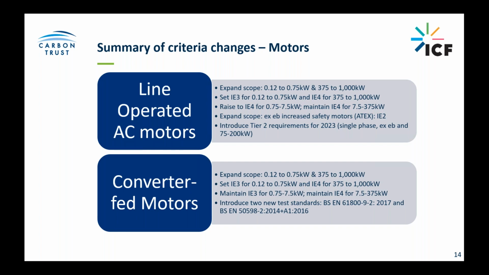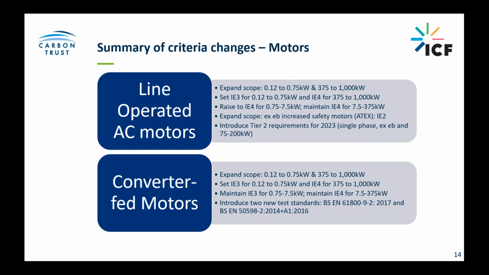We have set IE3 as a performance threshold for the smaller expansion in scope, and set IE4 for the larger rating motors. So this is both for line operated and converter fed. For line operated, we've raised a threshold to IE4 for the 0.75 to 7.5 kilowatts, and maintained IE4 as the performance threshold for 7.5 to 375 kilowatts. The thresholds have remained the same for converter fed motors for the ratings that were in scope previously.